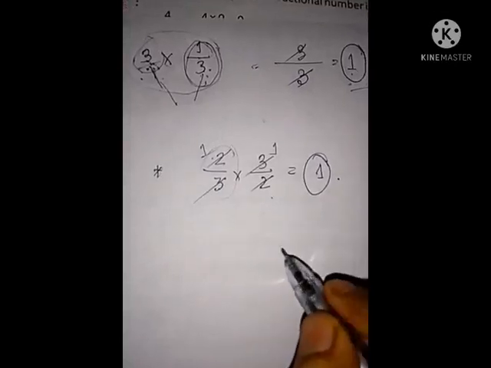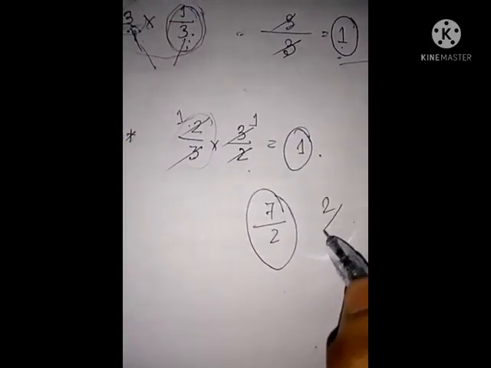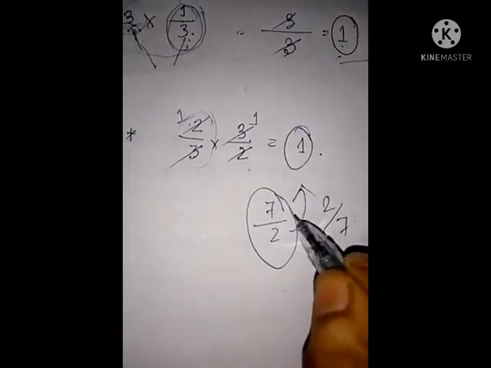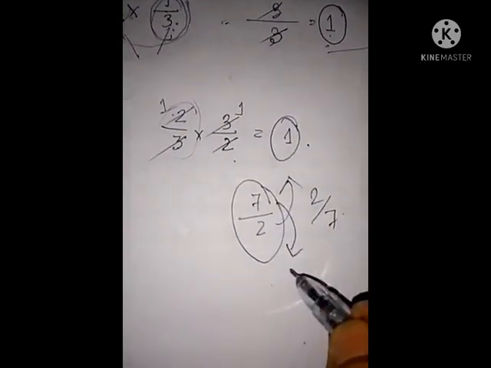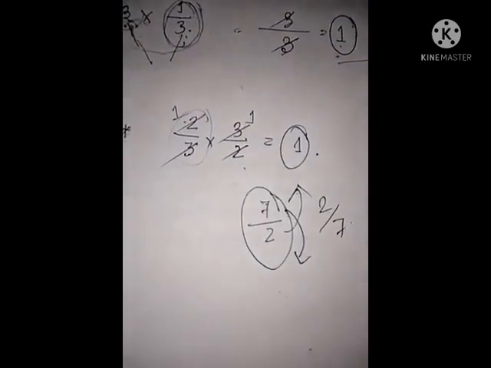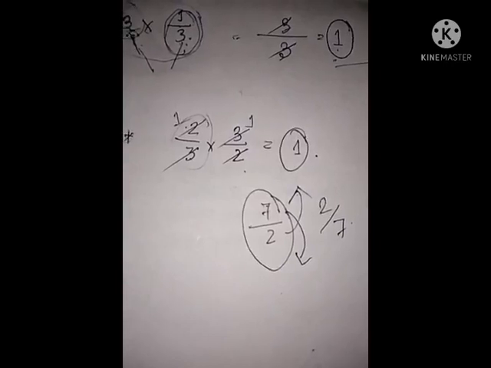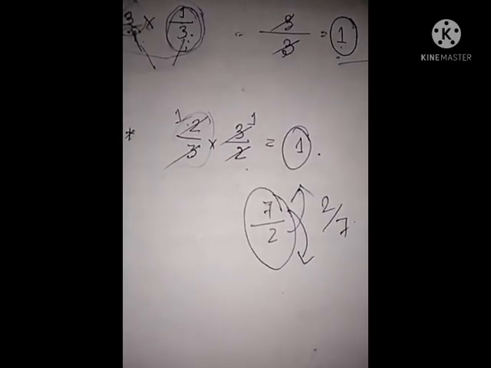If any fraction is given, like 7 by 2, then what is the multiplicative inverse of 7 by 2? That is 2 by 7. You can just invert this. So like that, we can easily write the multiplicative inverse of any fraction by remembering this trick.